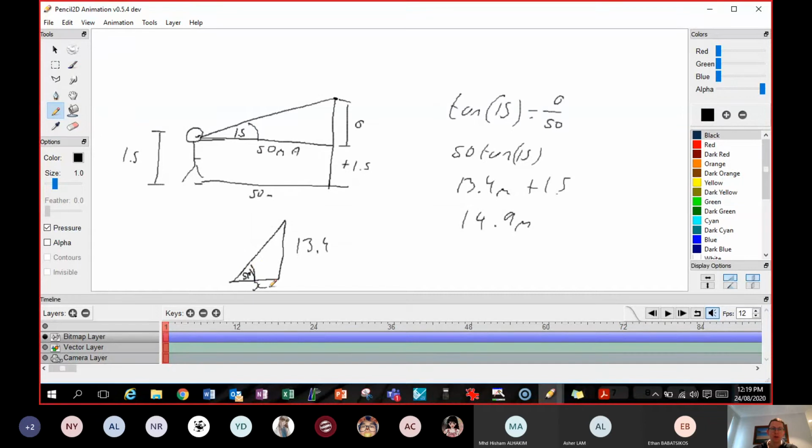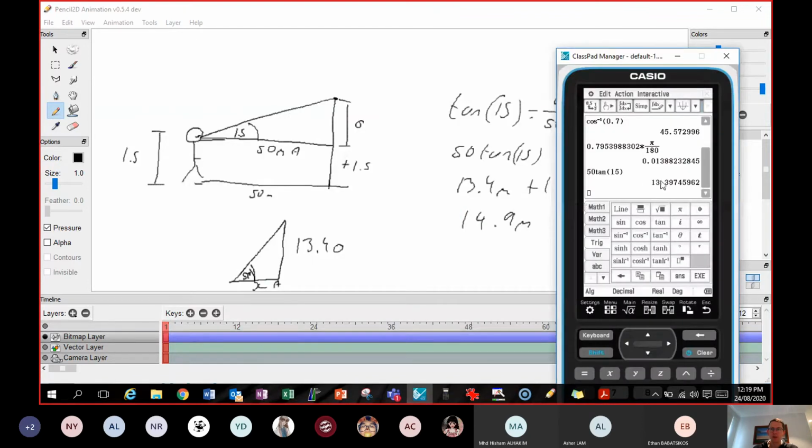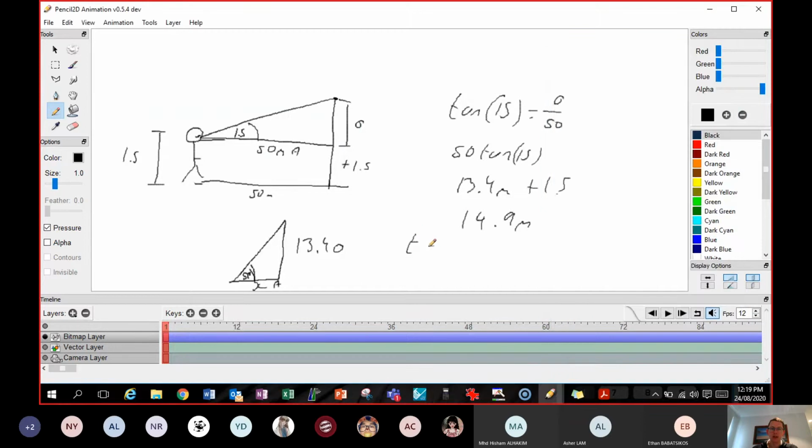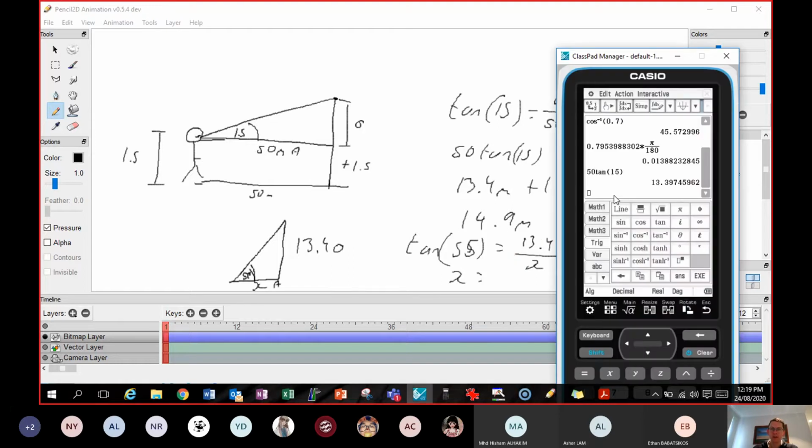So we want to know how far he is from the goalpost now. So now we know our opposite. We want to know our adjacent. So we've got the angle here. We should write this down. TOA, tan 55 equals 13.4 on X. So X will equal 13.4 on tan 55, or you can just put that in your CAS.